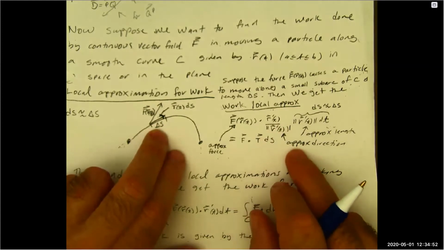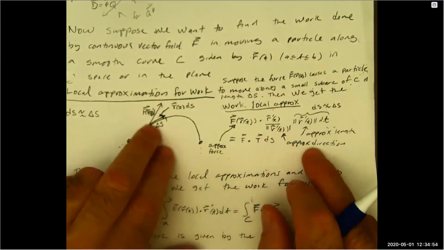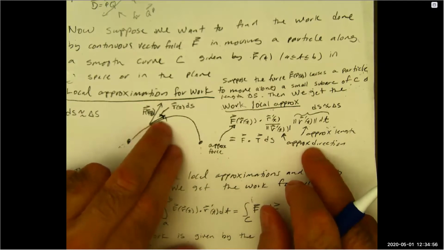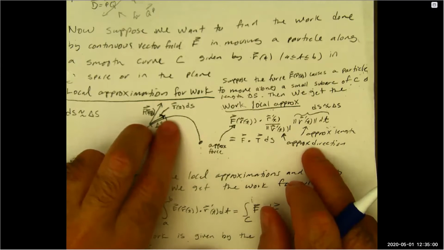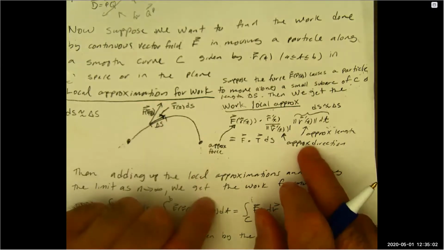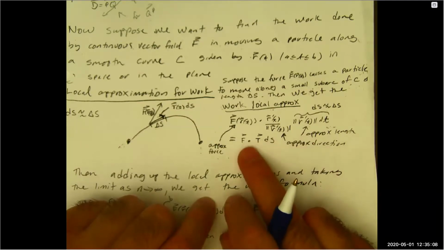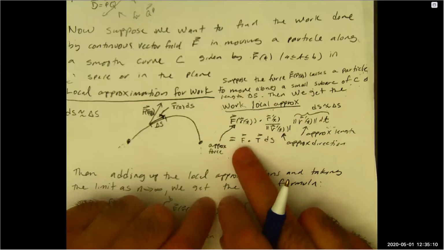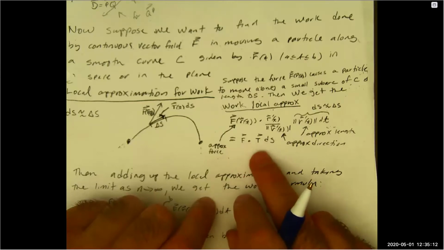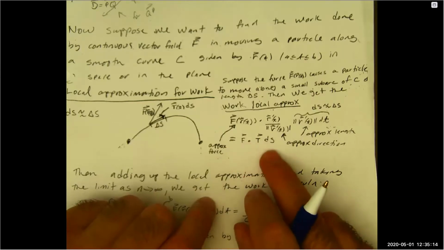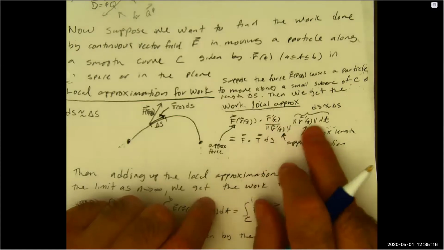And so this is the approximate direction, although you can see the curve veers away from it a little bit, but it's pretty close, particularly if the interval is small. So it's the approximate direction and the approximate length. And so your local approximation for work is going to be F dotted with T ds. So this is your tangent and this is ds.